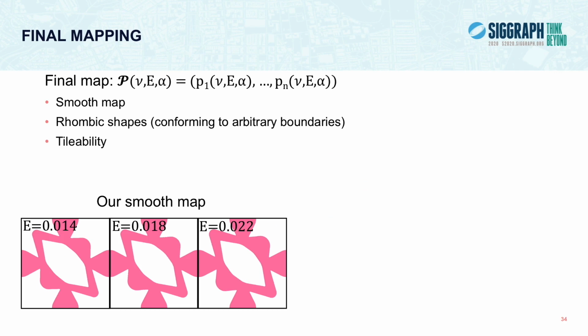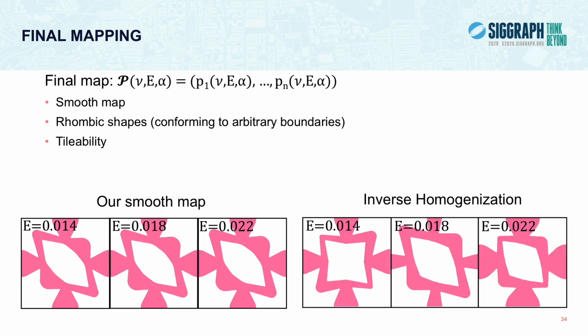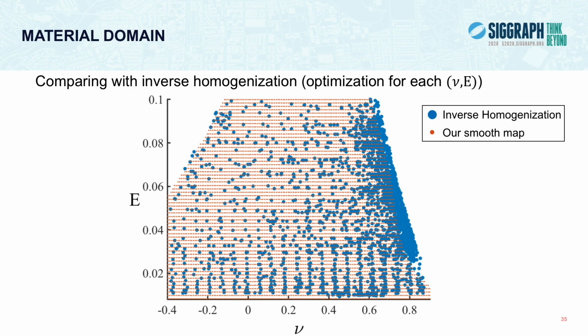Finally, having a smooth map P helps us with tileability. Our choice of cell shape and symmetry and the fact that we use the same pattern and topology for all cells already guarantee that our structures connect when we tile them. But having a smooth map helps even more, since the connection region also varies smoothly according to material properties. Now, compare with the result from inverse homogenization on the right side. With our method, our structures tile almost perfectly when slowly varying Young's modulus, which is not the case for the structures obtained with inverse homogenization.